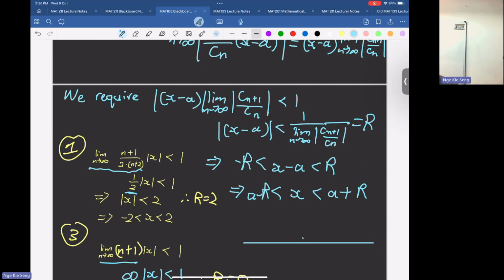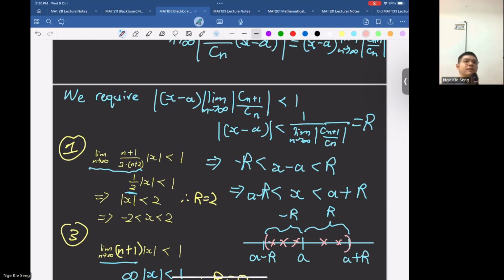But if you try and draw this inequality out, what do you get? The picture you get is this. You have all the points that are r away from a, and then minus r away from a. So all your x will lie inside here. So this is an interval around a. Does it make sense? Okay.